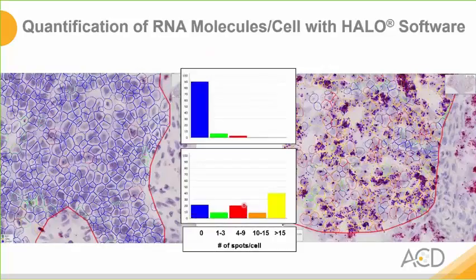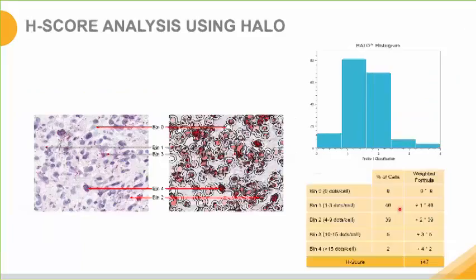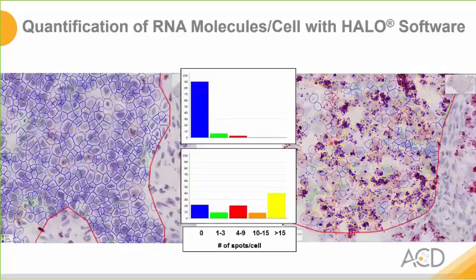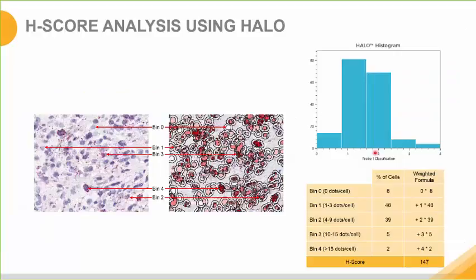The HALO software can perform similar analyses to SPOTSTUDIO on singleplex assays, but also allows for more complex duplex analyses. So in this case, you can see the red chromogen, as well as, a little bit harder to see, but there's both red as well as brown chromogen. So it allows for quantitation of duplex assays. In HALO's software, H-scoring is also a feature.